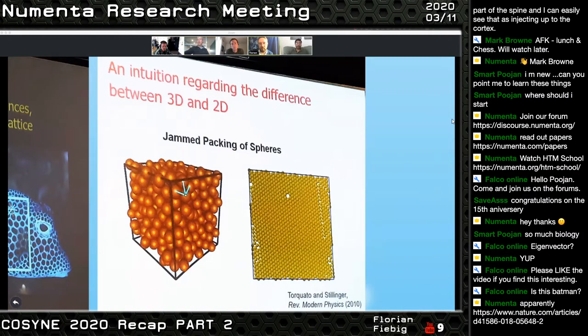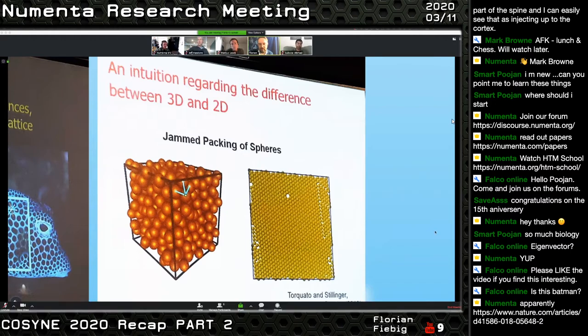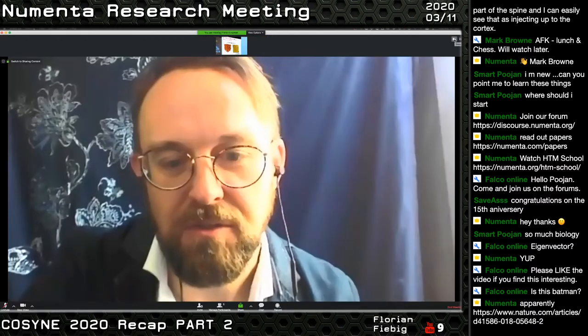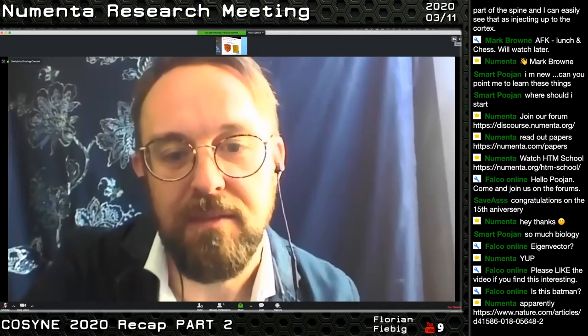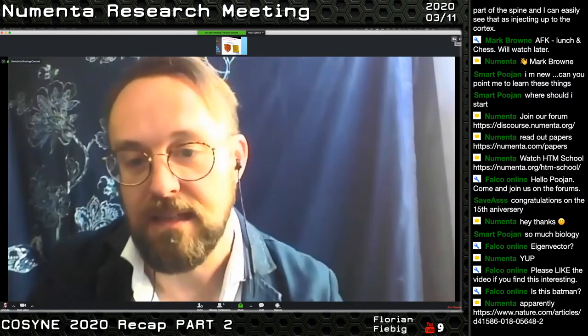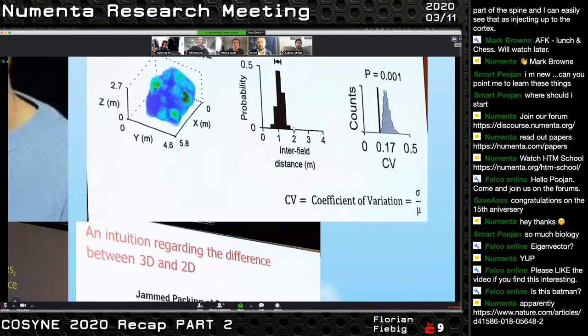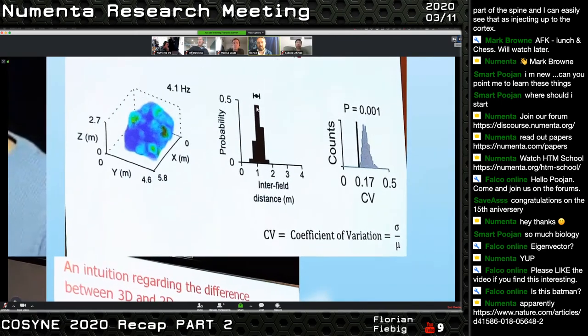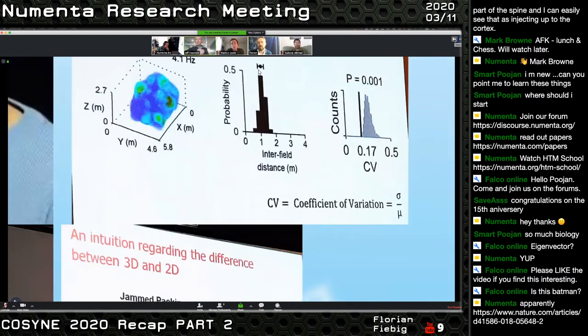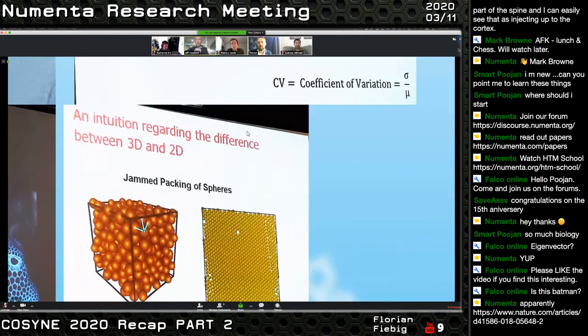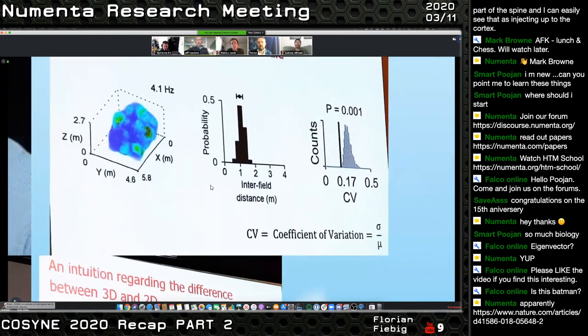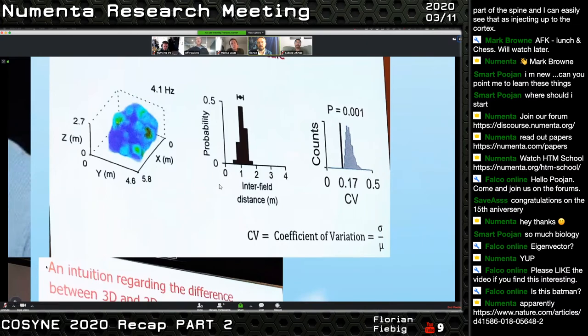So there are different ways to do the math on that. To look at, for example, the interfield distance. In a perfect grid, that interfield distance is one narrow spike at the grid interval. That is not the case here. As you can see, the interfield distance has some distribution. So is this the interfield distance of a single cell when it fires and when it fires again? Yeah, that's how I understand this plot, yes.